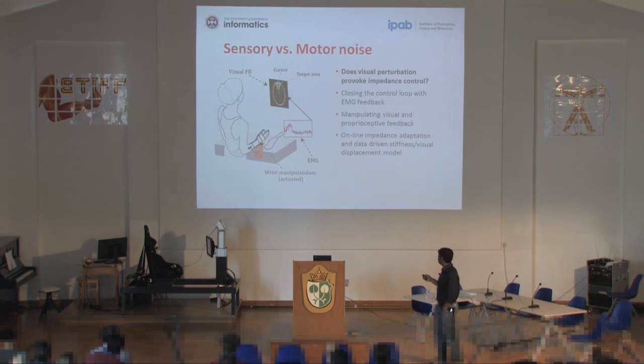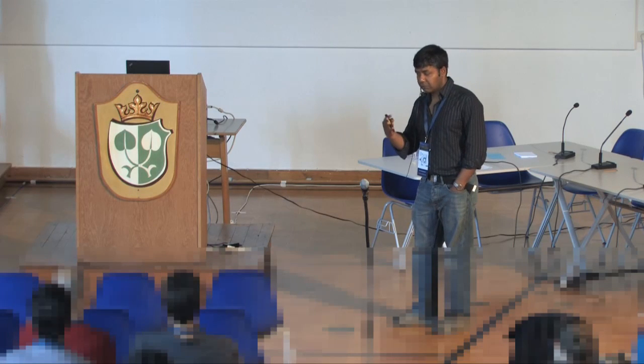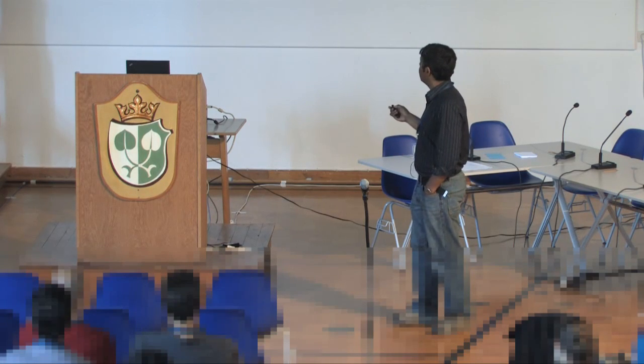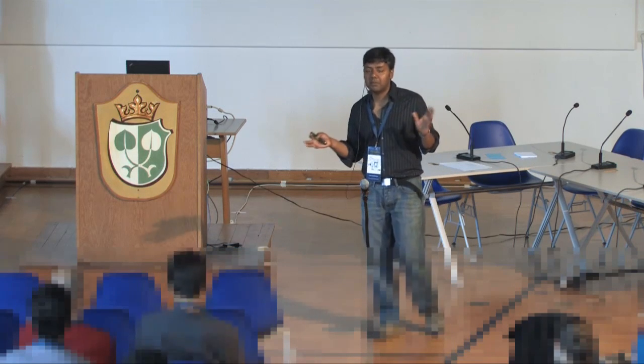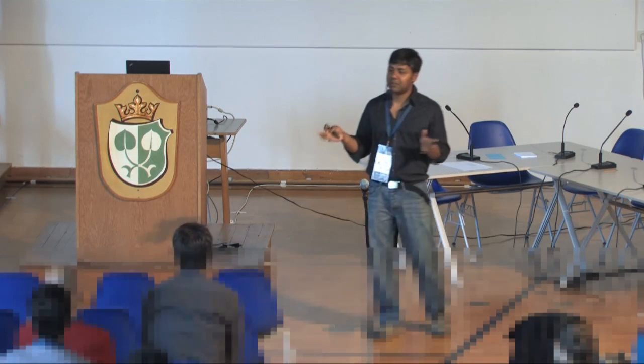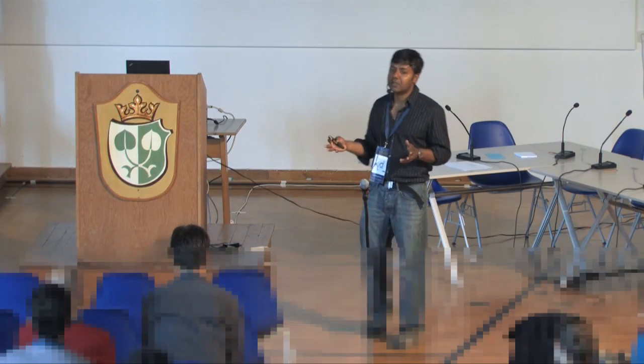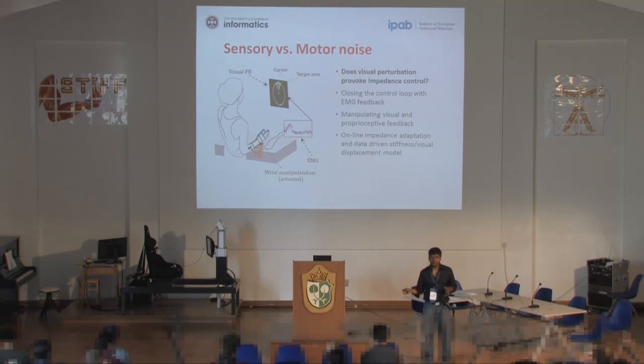The other work is a collaboration with Imperial on sensory versus motor noise, again using the same framework of optimal feedback control. This asks the question: does visual perturbation provoke impedance control? In other words, if you're not perturbed by a motor, but just with a visual error, do you get similar behavior? Because optimal feedback control, at least our preliminary investigation, seems to suggest that one shouldn't be able to distinguish between sensory noise and motor noise.